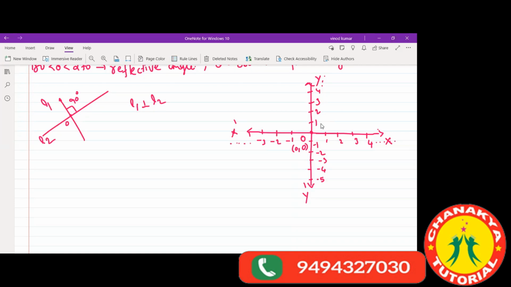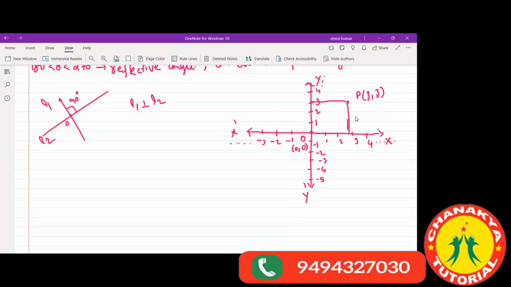Now suppose we are taking any one point P here. This P point has an x value. The distance from the y-axis to P is suppose 3. So P is the point in the xy plane (3, 3). 3 is the x coordinate, and 3 is the y ordinate. The abscissa and ordinate.